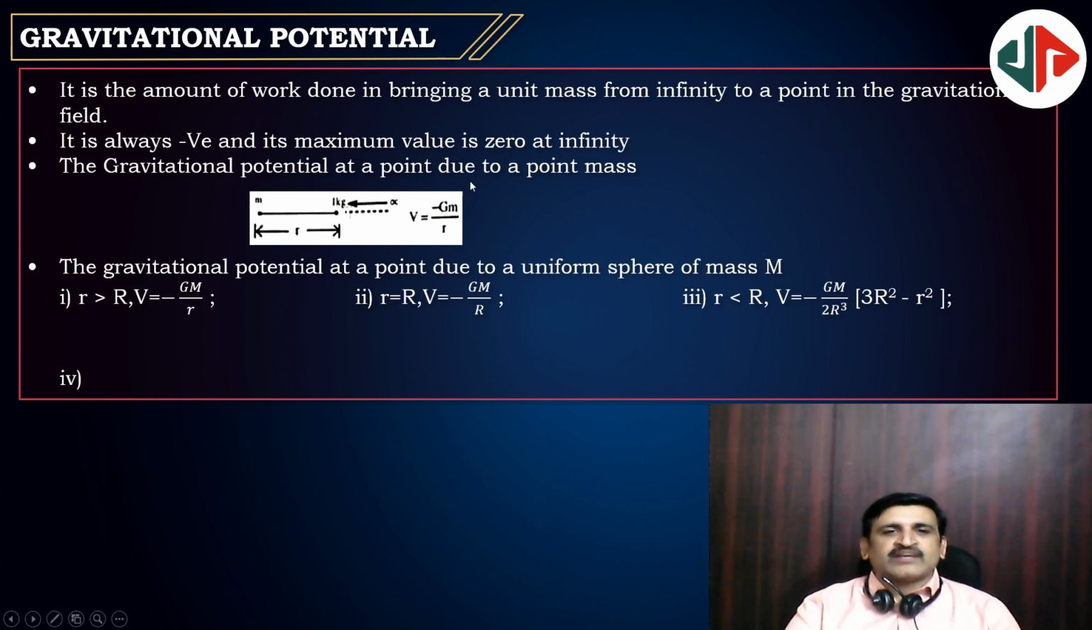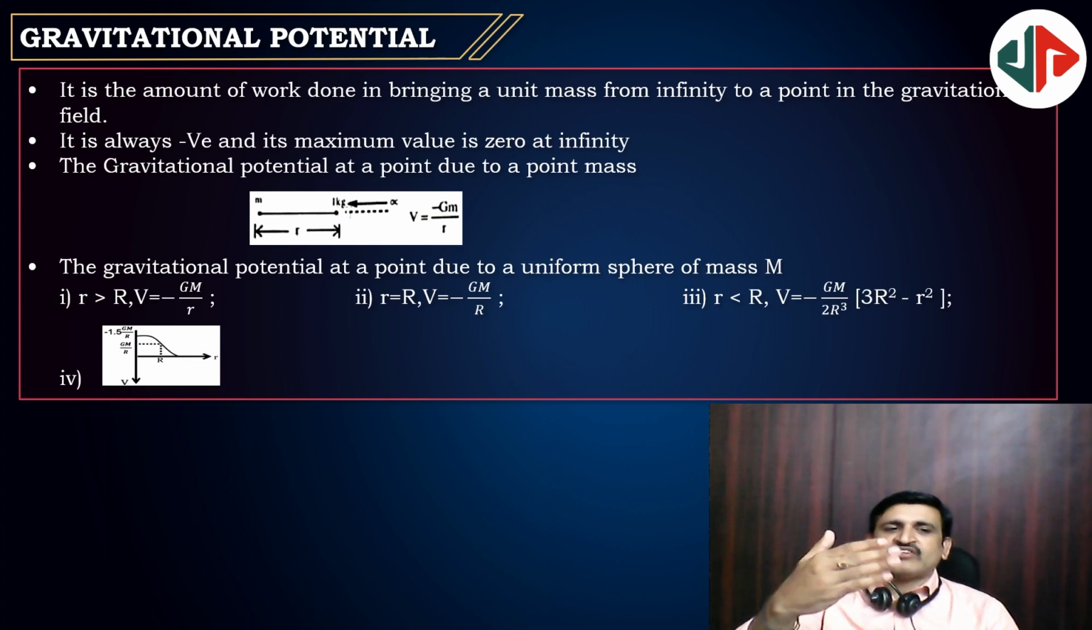Gravitational potential at a point due to a point mass is minus GM by r, just like in electricity. It's always negative because it is always an attractive system and it liberates energy. Inside the earth at a distance r, the gravitational potential is not the same as at the surface. For a solid sphere it is minus GM by 2R cube into (3R square minus r square). Remember, on the surface it is minus GM by R, and there is a graph.